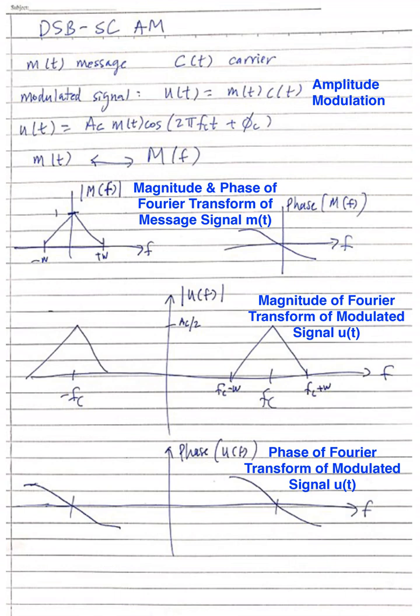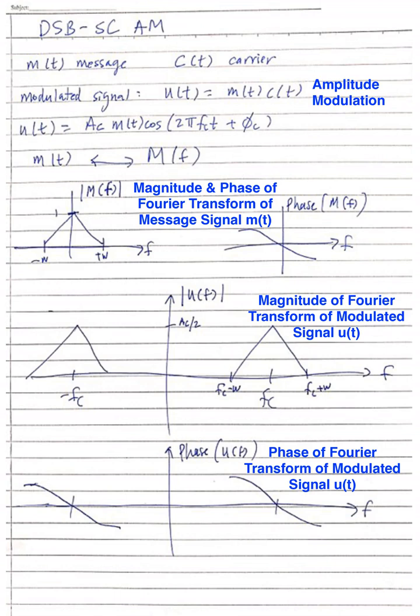This Fourier transform is denoted by M of f. The Fourier transform is in general a complex number, so we plot its magnitude and phase. Below that is the Fourier transform of the modulated signal u of t. Note that the modulated signal u of t is the product of m of t and c of t.